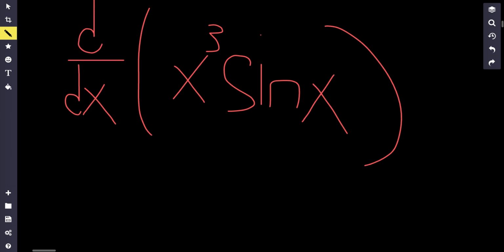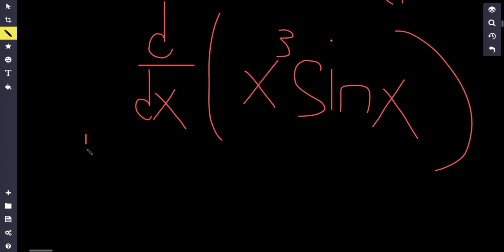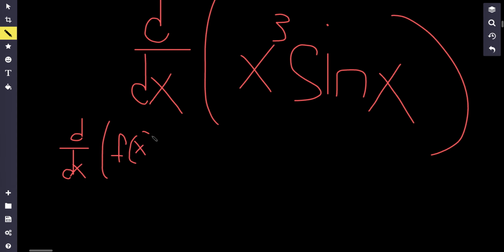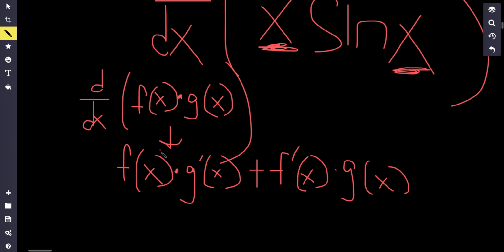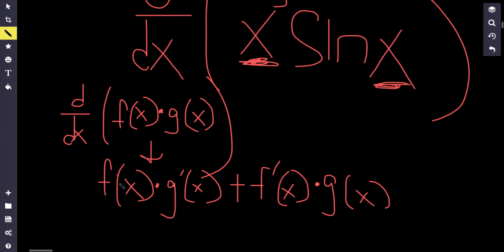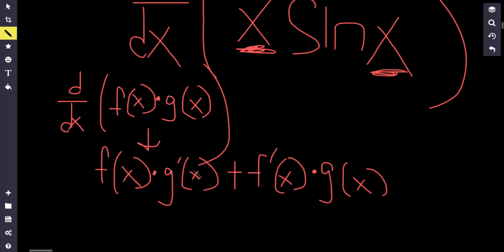What if we have the derivative of x to the 3rd power times sine of x? Whenever you have the derivative of two functions, and both of the functions have an x in them, it's going to be equal to the first function times the derivative of the second function plus the derivative of the first function times the second function. So it's kind of like you take the derivative of one of them, leave the other one the same, take the derivative of the other one, leave the other one the same.